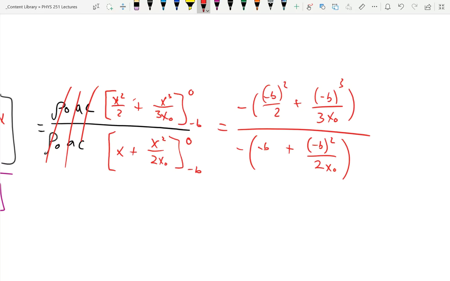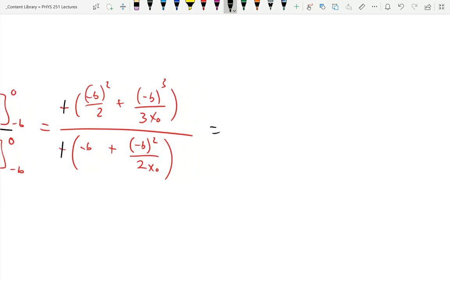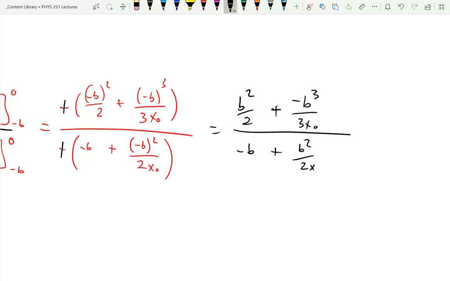First thing I'm going to do is cancel those leading minus signs. There's no reason to carry minuses on top and bottom when they cancel out. Oh, okay, I see why you got those. And so the first term is going to be a positive b squared over 2. Second term a negative b cubed over 3x0. I put the minus twice in case you didn't catch that. Bottom is going to be minus b plus b squared over 2x0.